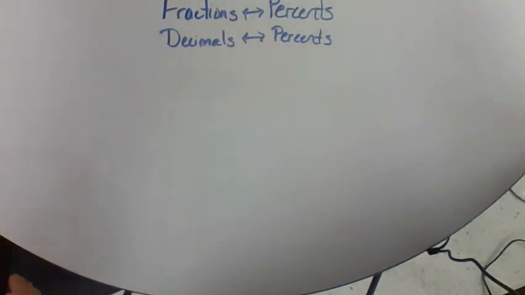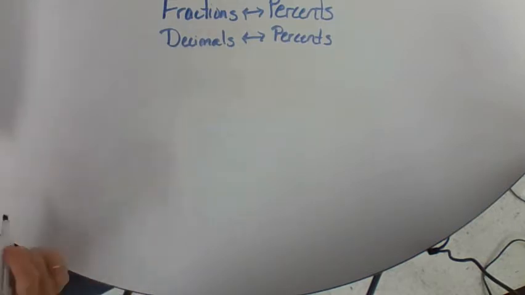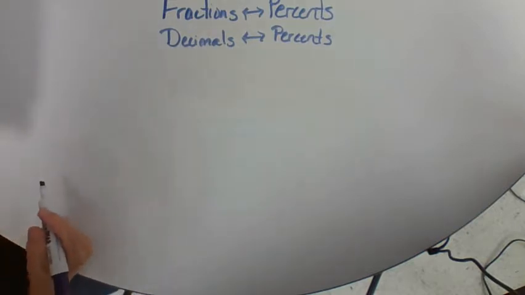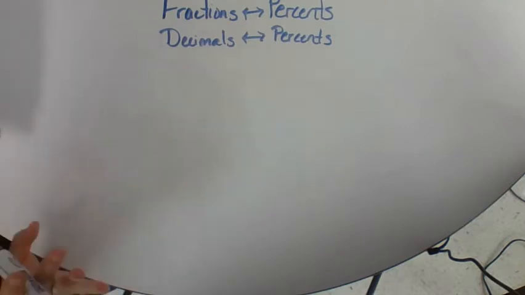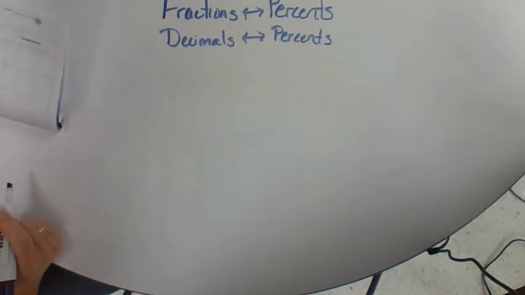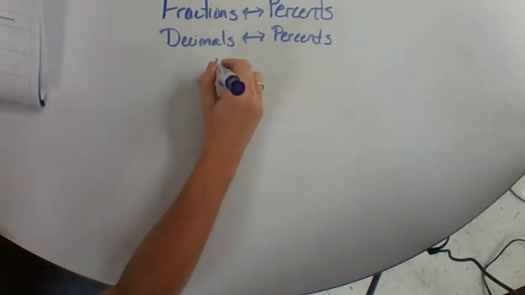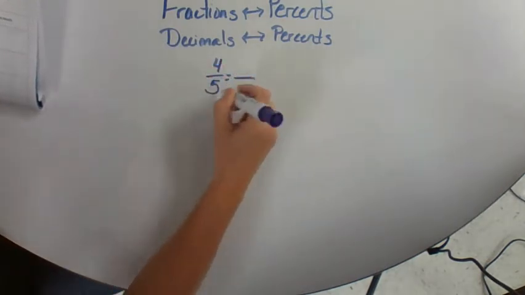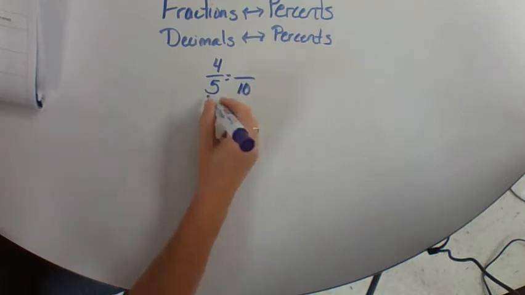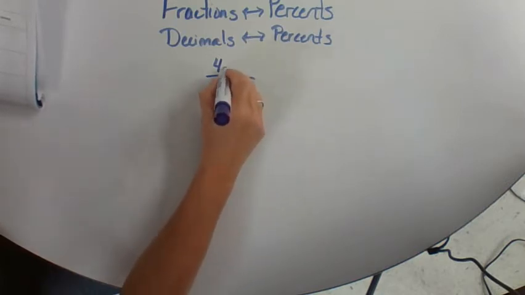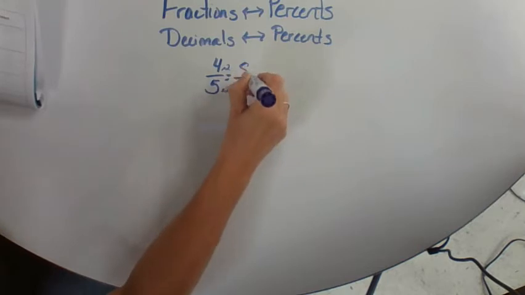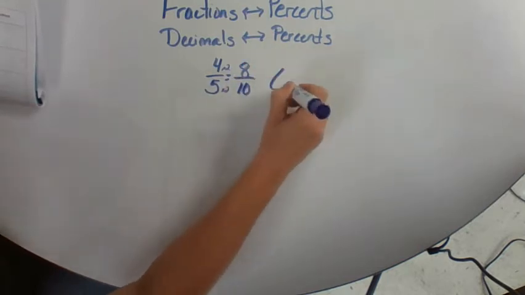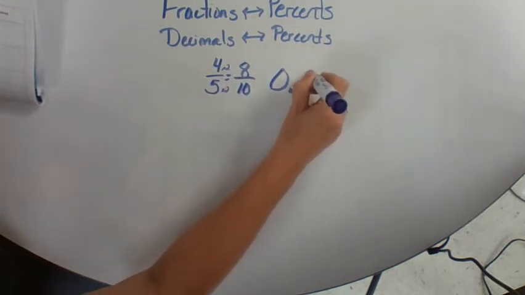Okay, guys, so right now what we're going to look at is how to change fractions and decimals to percents. Last week we took a look at how to change percents to fractions and decimals, and we want to go the other way. We're going to start off with the fraction 4/5. And just like we learned before, we can easily make that 5 a 10 by multiplying it times 2 times 2. So we have 8/10, which you know is the decimal 0.8.